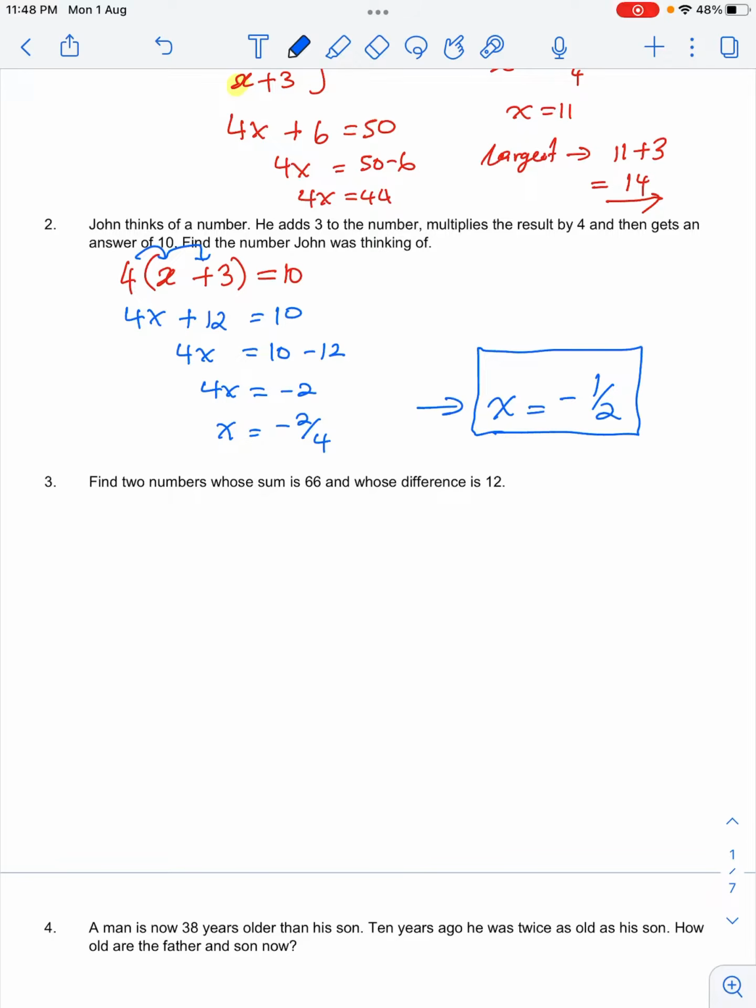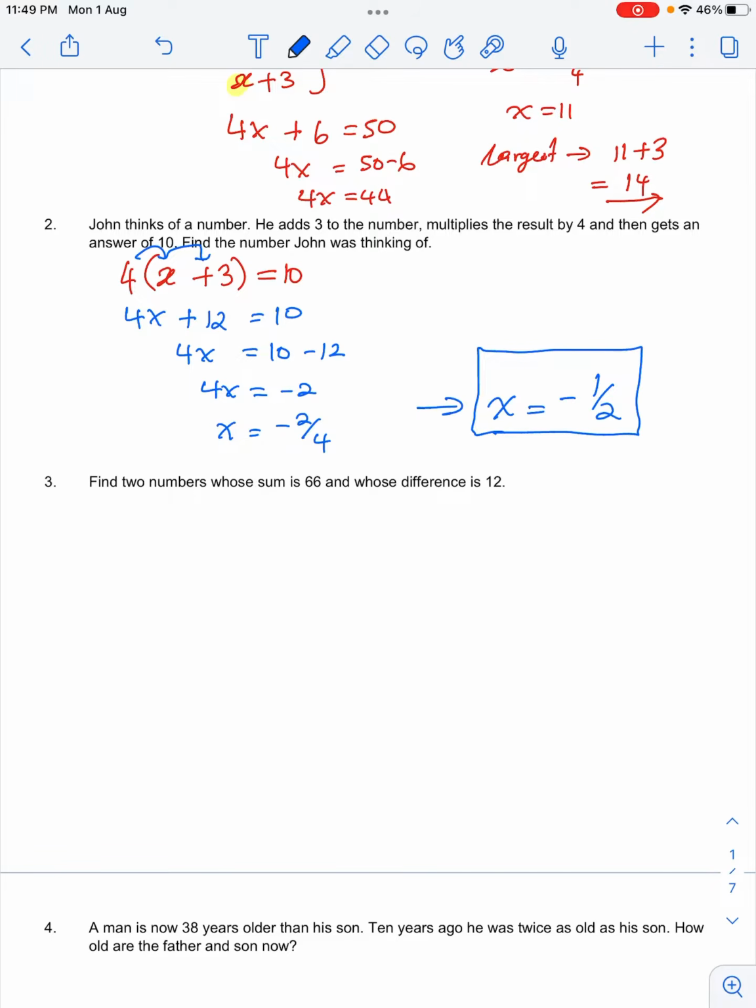So when you add two numbers and you get the sum of 66, it's a very interesting question. You would see that in my previous videos, I've also solved this question, but I do not want you to use simultaneous equations. I want you to use this fact: you have two numbers, the sum of these two numbers is 66 and the difference of these two numbers is 12.